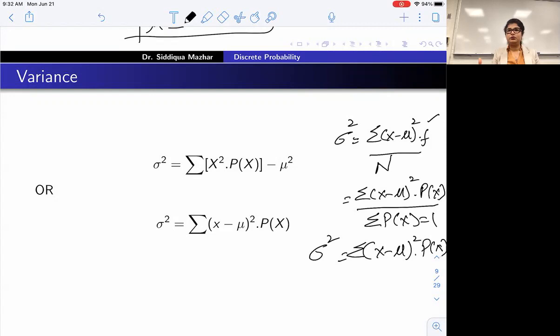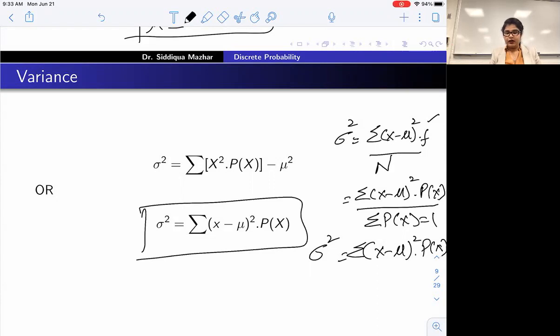And what variance tells you is it takes the distance of each data value from the mean. So it is the average distance of each data value from the mean. We are going to do the same thing here. So this is the formula.